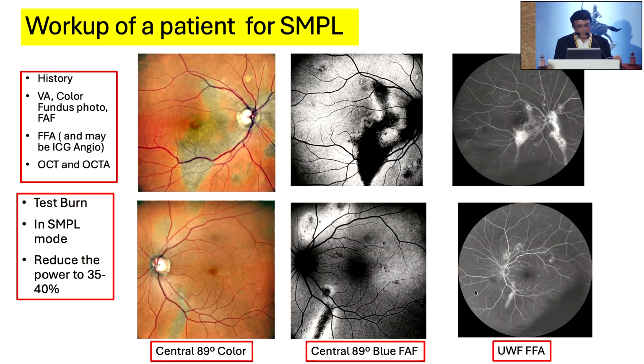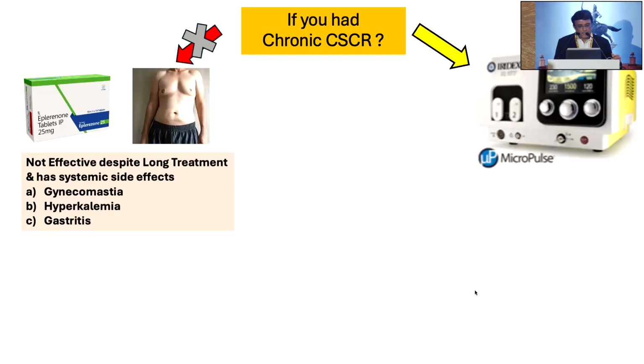So in conclusion, for the workup of a patient for subthreshold micropulse laser, we do an autofluorescence, we do a colored fundus photography. You can see the tracks of CSCR in these cases, and this represents that it was an old CSR, and we do an OCT and then see if there's a neurosensory detachment. We do a test burn, and after doing the test burn, we go ahead and treat the macular area.